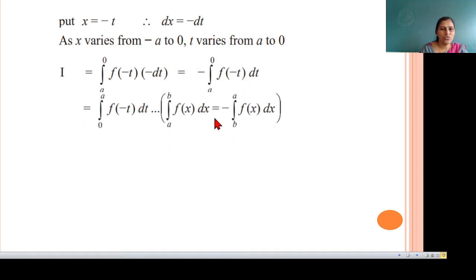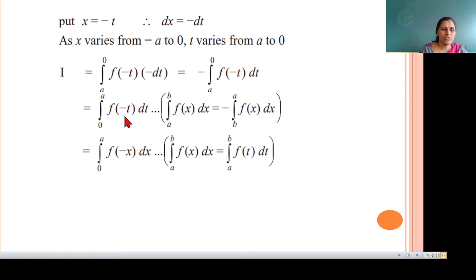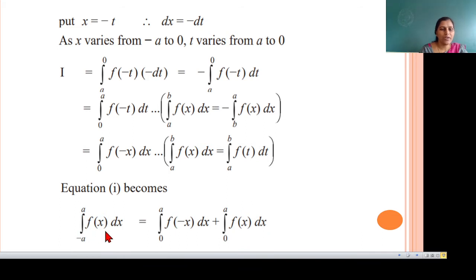So again, by using this property, integral a to b f of x dx is the same as integral minus b to a f of x dx, we get this step, integral 0 to a f of minus t into dt, and this value is the same as f of minus x dx. Again, using the property which we have already seen, integral a to b f of x dx is the same as integral a to b f of t dt. So this step occurs. Then equation 1 becomes minus a to a f of x dx.